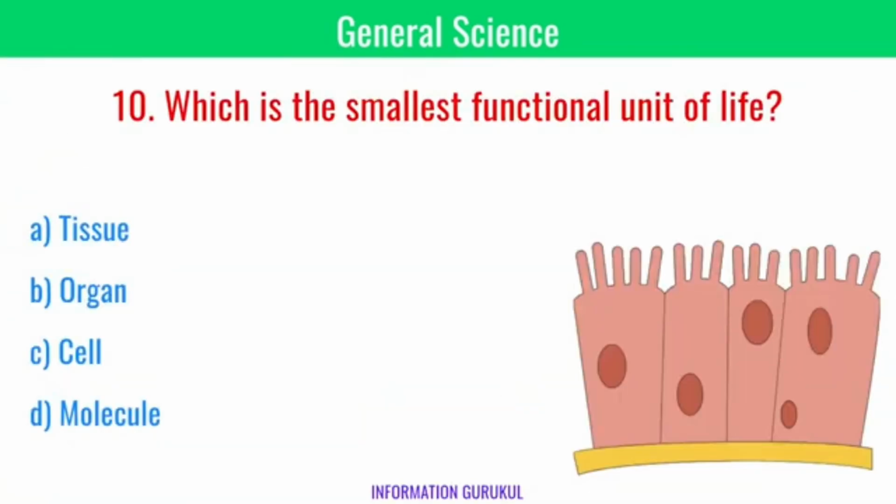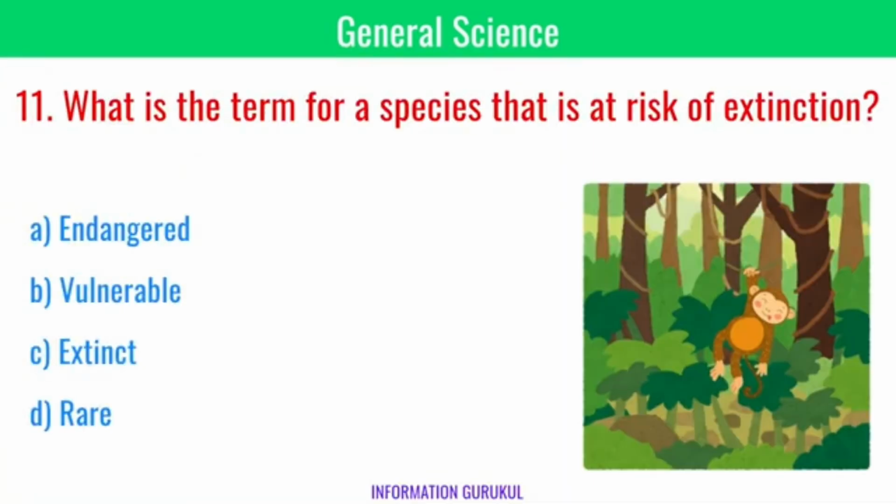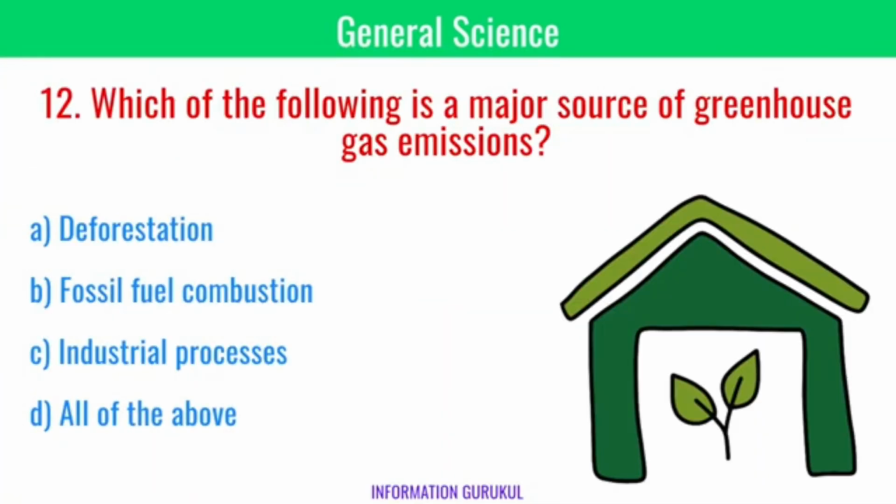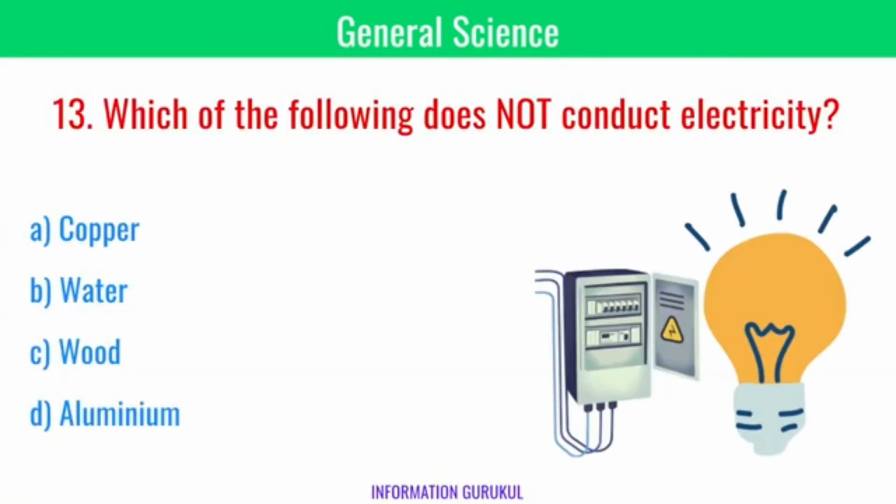Which is the smallest functional unit of life? Cell. What is the term for a species that is at risk of extinction? Endangered. Which of the following is a major source of greenhouse gas emissions? All of the above. Which of the following does not conduct electricity? Wood.